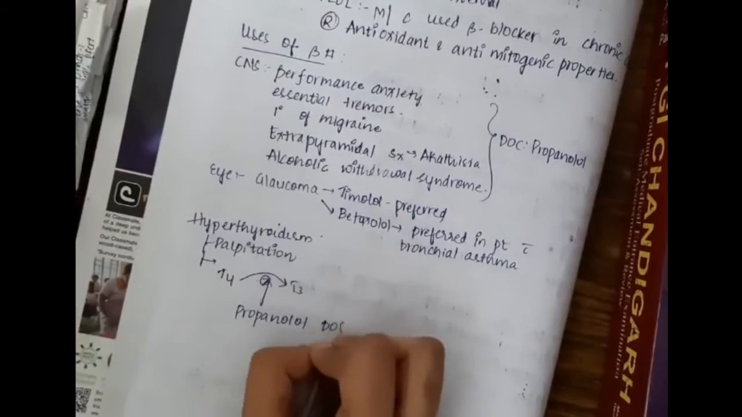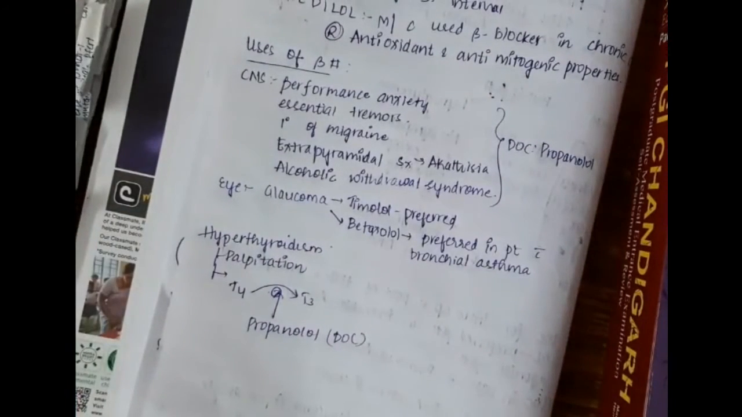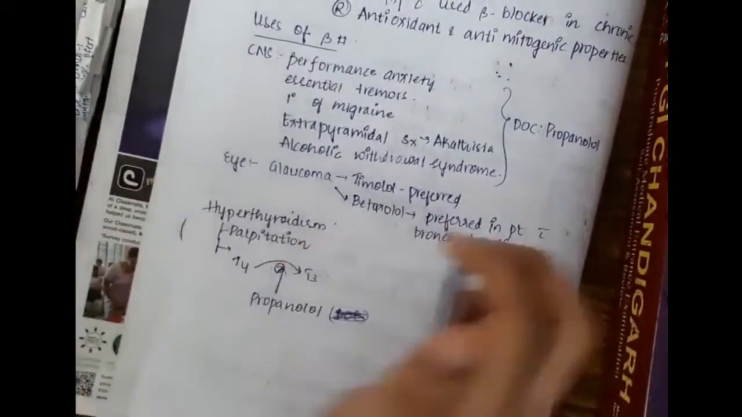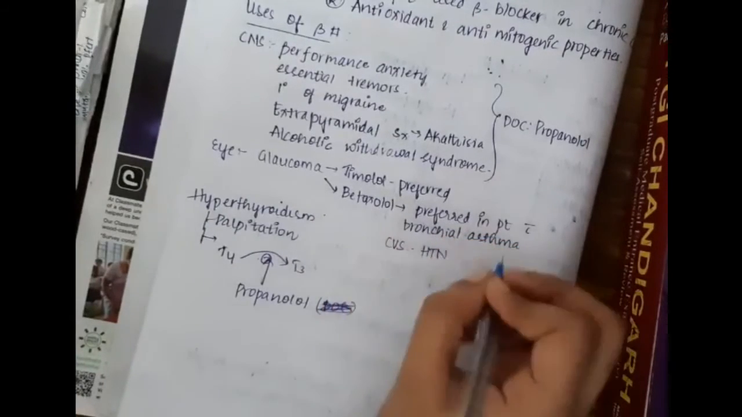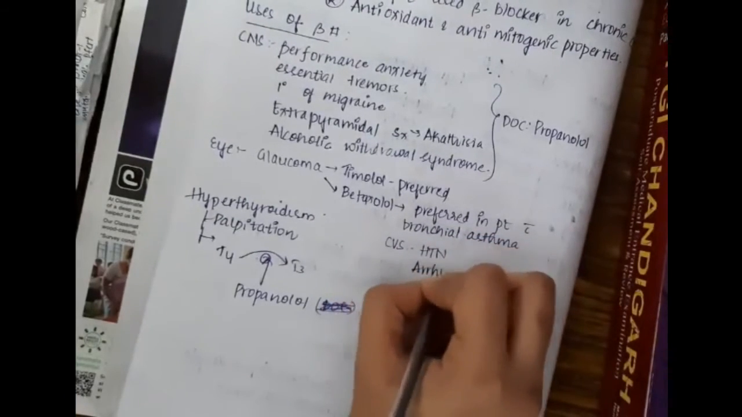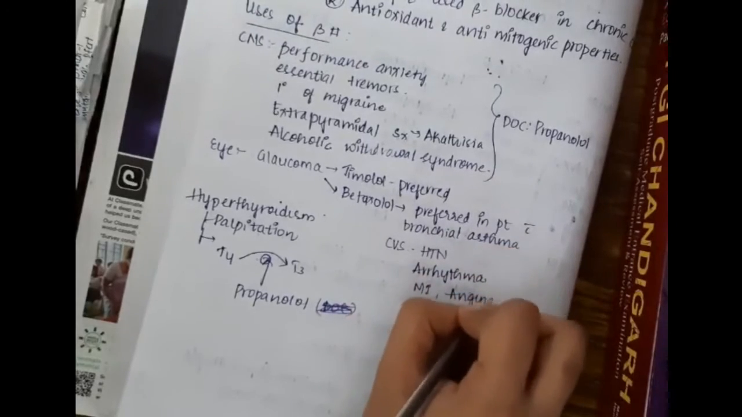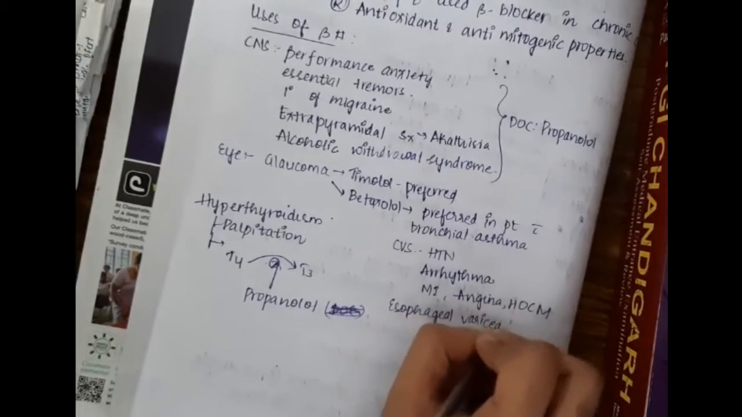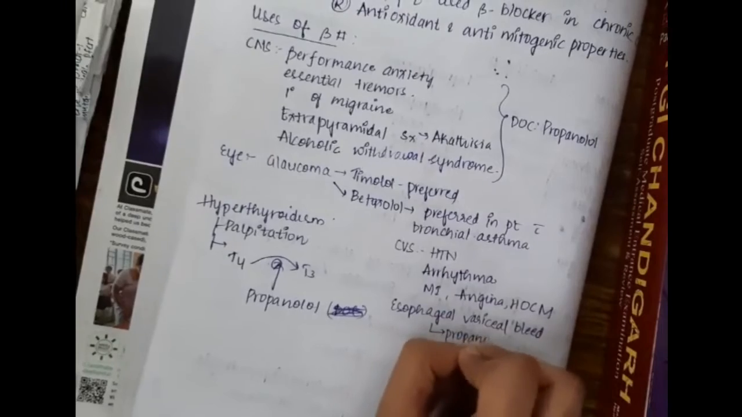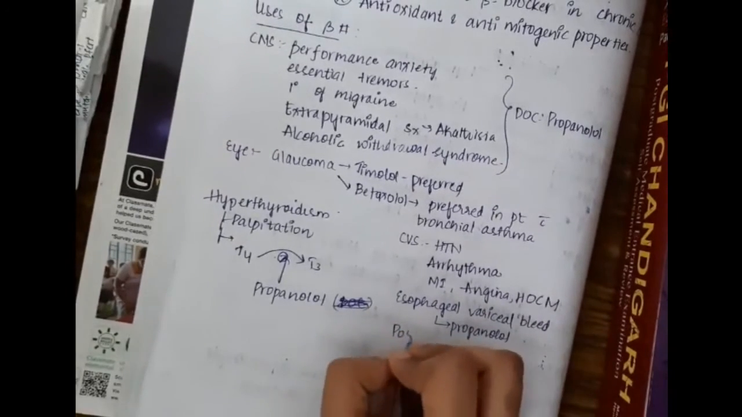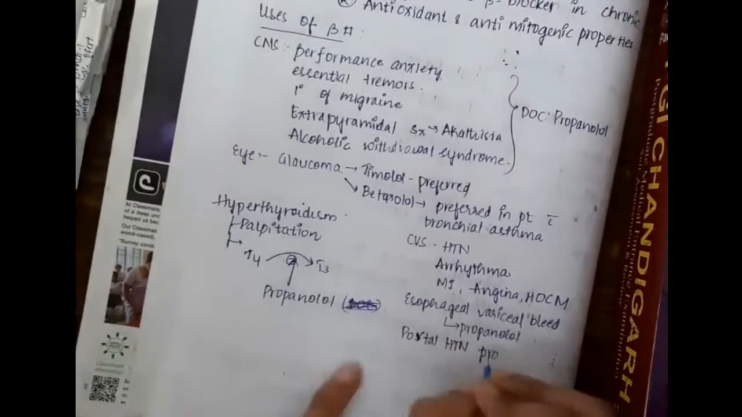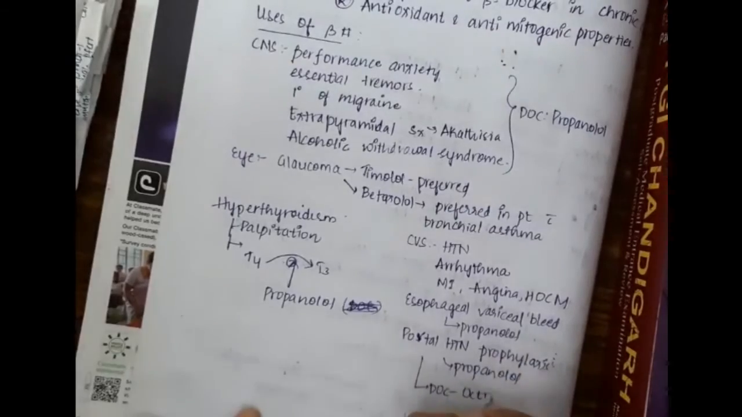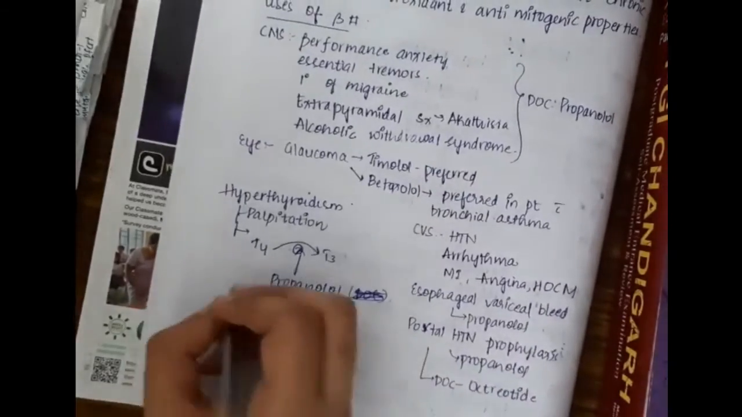Propranolol will also inhibit the peripheral conversion of T4 to T3. So whenever there are palpitations due to hyperthyroidism, propranolol is given. In the cardiovascular system, propranolol is used in hypertension, arrhythmias, MI, angina, hypertrophic obstructive cardiomyopathy, and esophageal variceal bleed. For portal hypertension prophylaxis, we can use propranolol, but the drug of choice is octreotide.